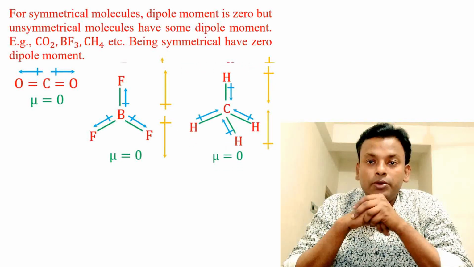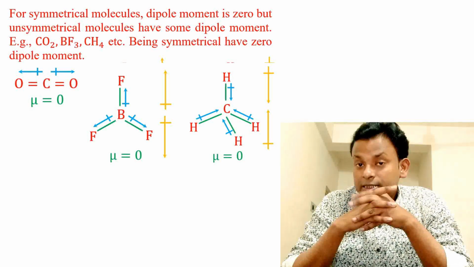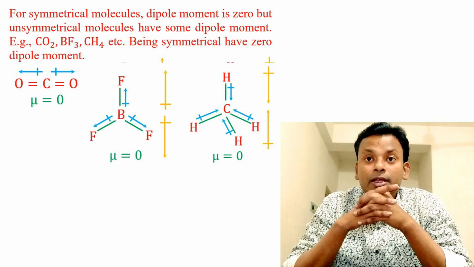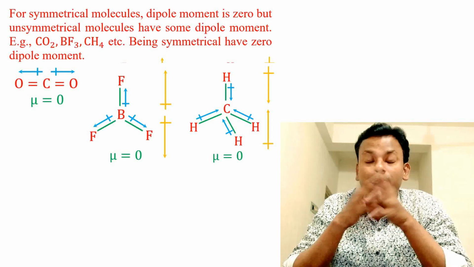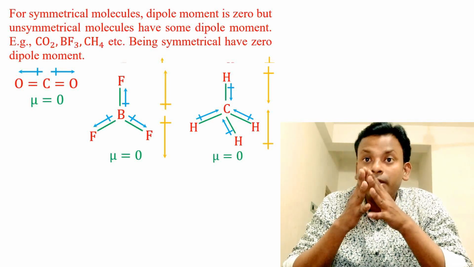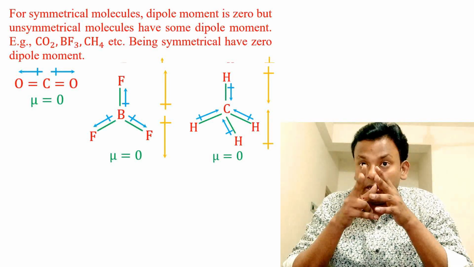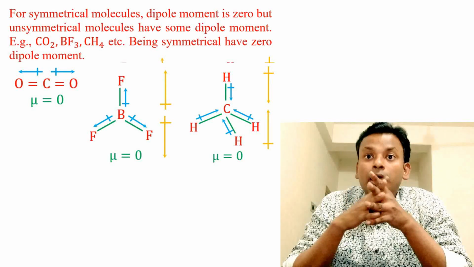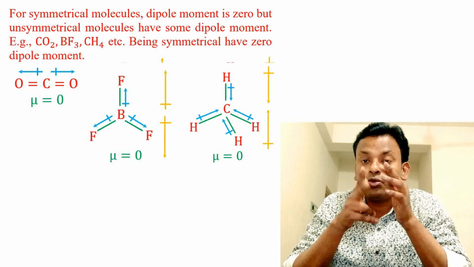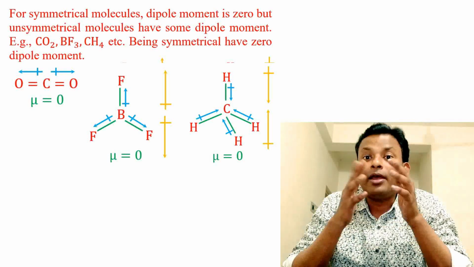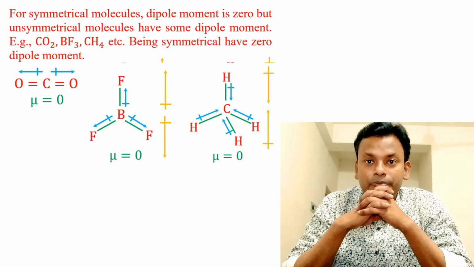In the CH4 molecule, the dipole moment is zero because the structure is tetrahedral, and carbon is negatively charged and hydrogen is positively charged. So dipole moment indicates positive towards the negative. Here 3 CH bond dipole moments give a residual dipole moment in this direction, and 1 CH bond dipole moment shows this, in the same magnitude and opposite direction, so the dipole moment is zero.